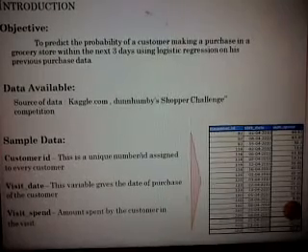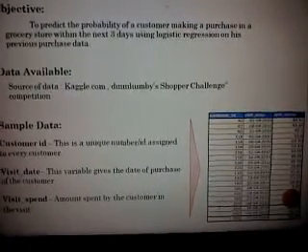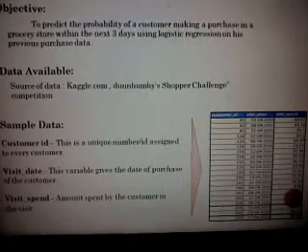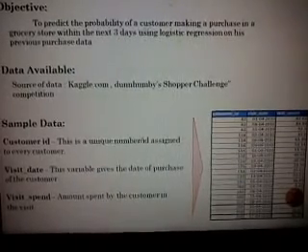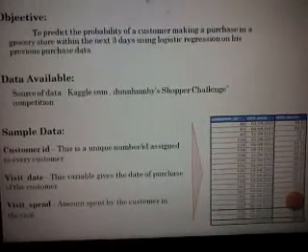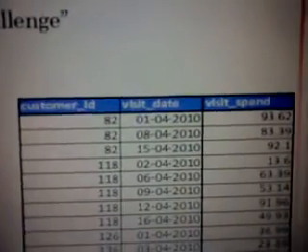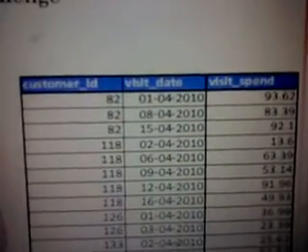The source of our data is basically kaggle.com, which is a competition website that conducts open challenges for people who want to do number crunching. So we took this data from Dunnhumby's challenge. Basically the data contains customer ID, visit date and visit spend.